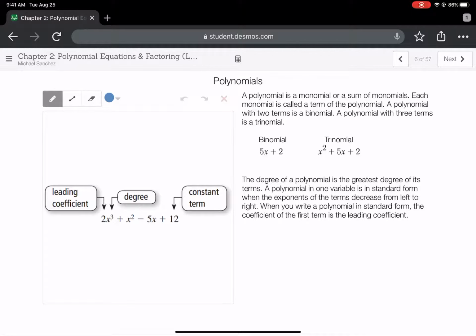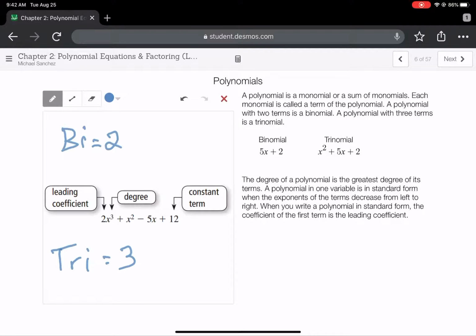We have 2 other types of polynomials that we have a name for. Those are binomials. A binomial has 2 terms. For example, this one here has 5x separated by a plus sign, and then there's a 2. So this is 2 monomials giving us a binomial. Bi means 2. And then the other one, x squared plus 5x plus 2, has 3 terms. So this is a trinomial because tri means 3.